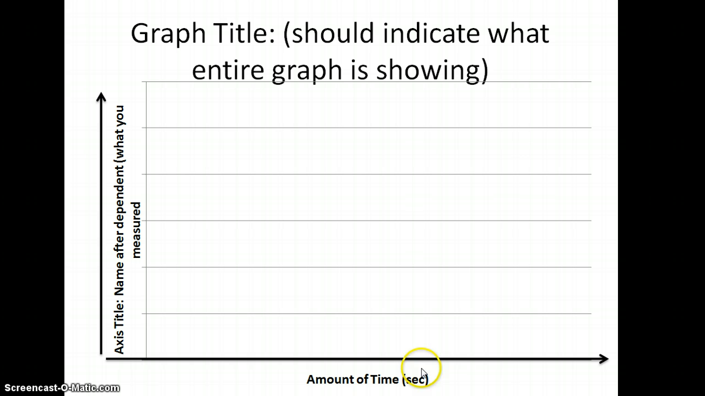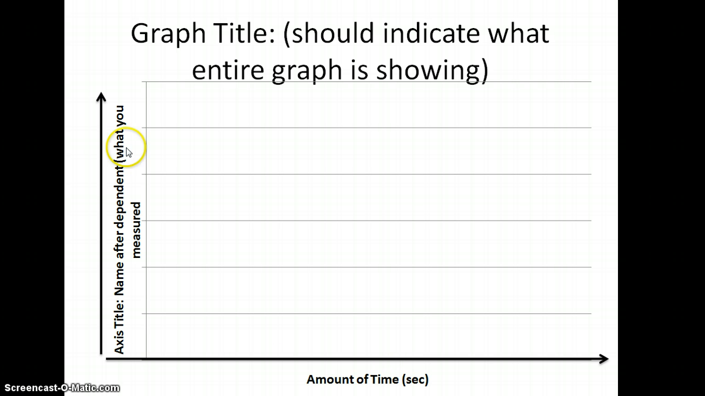On your x-axis, you always put your independent variable. That's what you controlled, and what you were controlling on Friday was the amount of time. You were controlling, okay, at 10 seconds we're going to stop and we're going to count. So you were controlling the time. That's your independent variable, so you're going to put that on your x-axis. Go ahead and write this down on your x-axis.